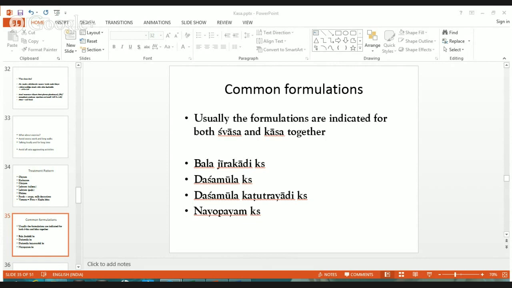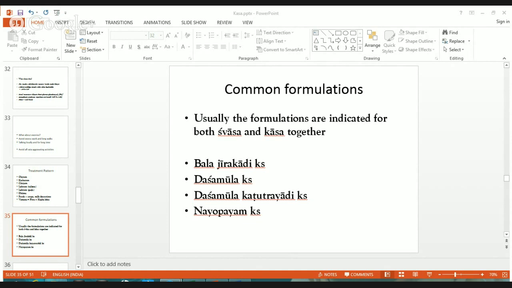The first is the Chikitsa Sutra given in the Ashtanga Hridayam. Kasa is primarily due to a Vata vitiation, as we know, but then the other doshas can accompany. Vata is obstructed and undergoes Viloma Gati.